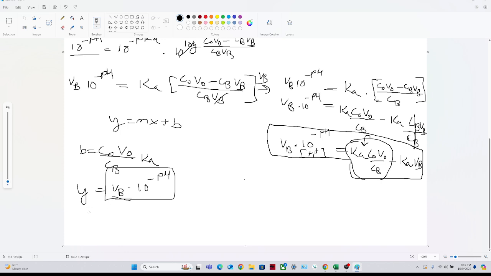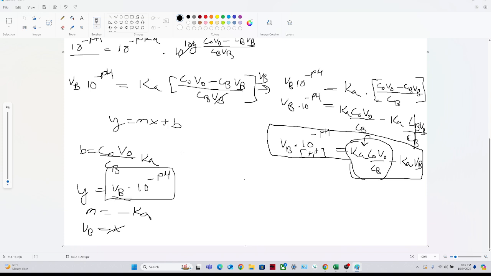Next, by the way, we have our slope. Our slope is just negative Ka, because slope is constant technically. This is a linear relationship. It's going to be a constant change. And finally, Vb equals x.